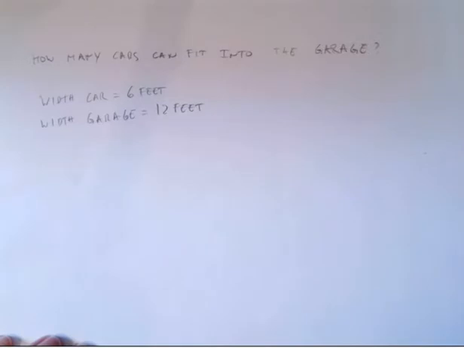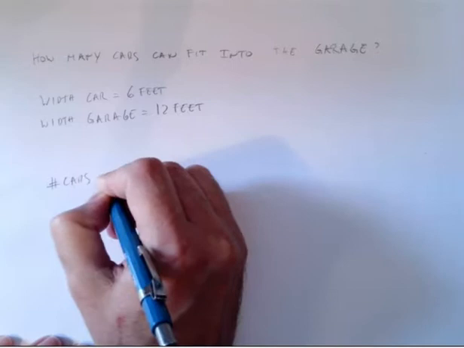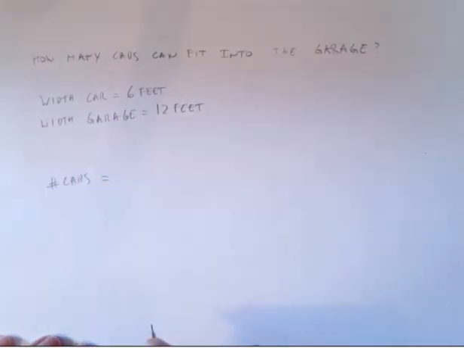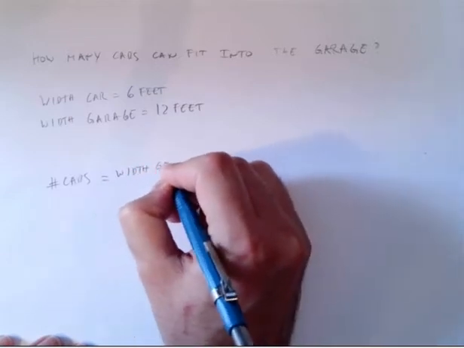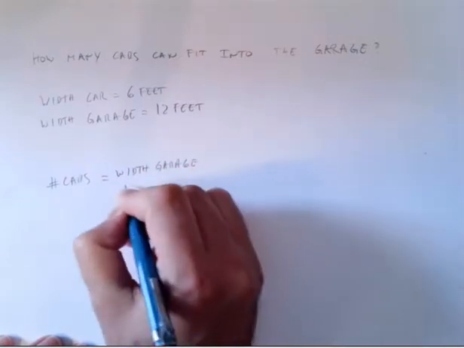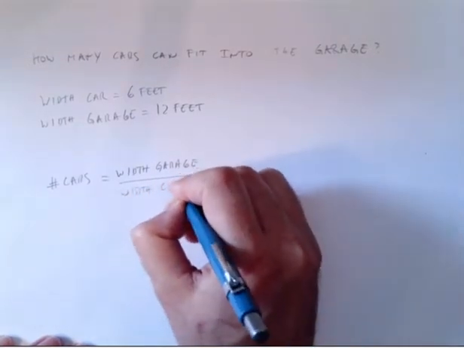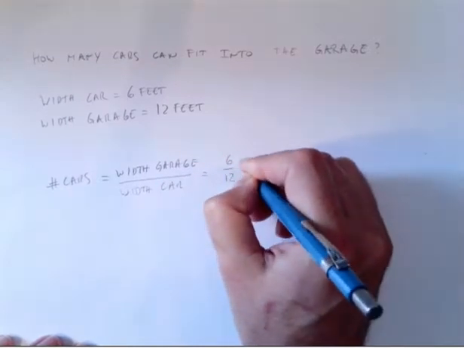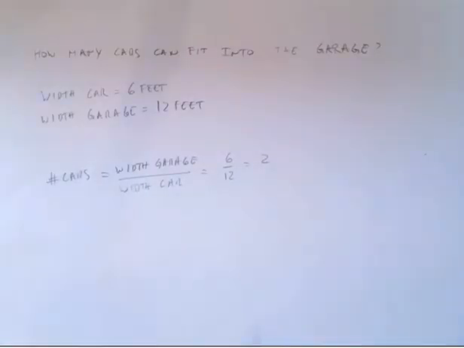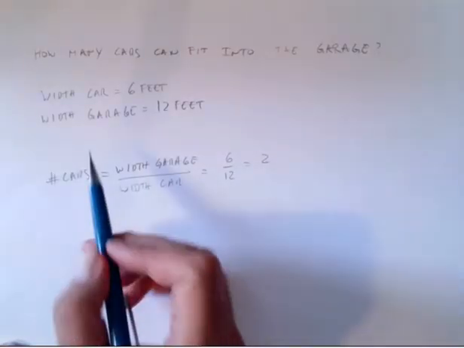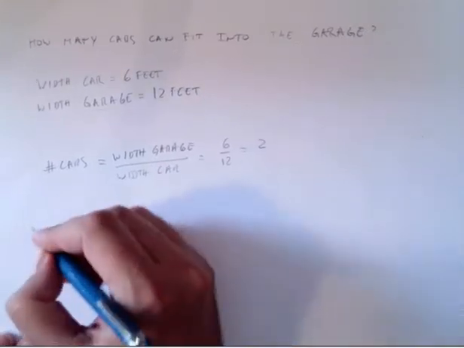But what is the math that you calculated there? The number of cars was equal to the width of the garage divided by the width of the car. In this case it was 12 divided by 6, and the answer was 2. And that's how you calculate. That was easy, right?